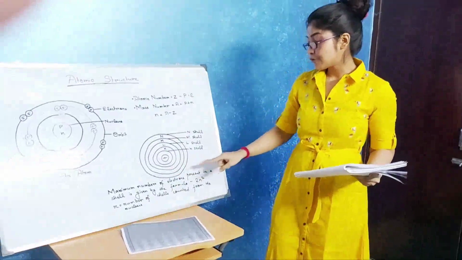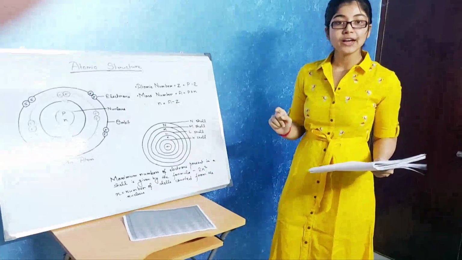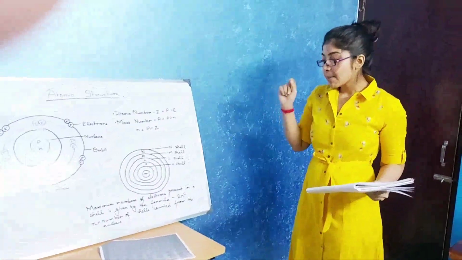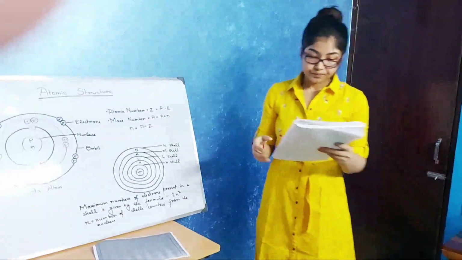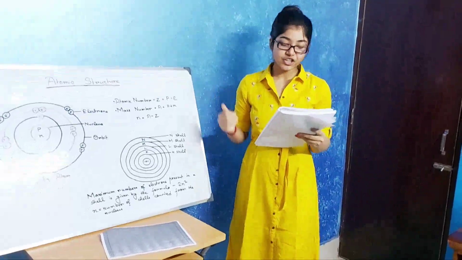The maximum number of electrons that is present in a shell is given by the formula 2n square, where n is the number of shells counted from the nucleus. The shells are also known as the energy levels.